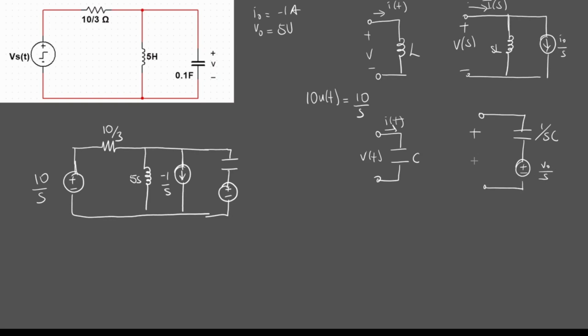This is voltage as a function of the complex variable, current as a function of the complex variable. So that's exactly what we're going to do here. We're given 0.1 farad, so that's 1 over 10 farads, and the impedance is 1 over SC. Taking this up, that's 10 over S.